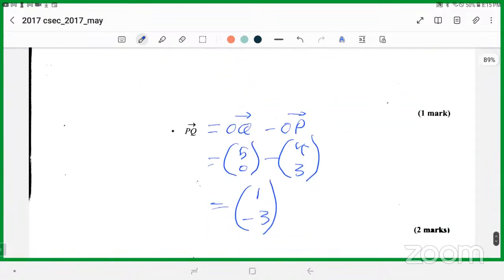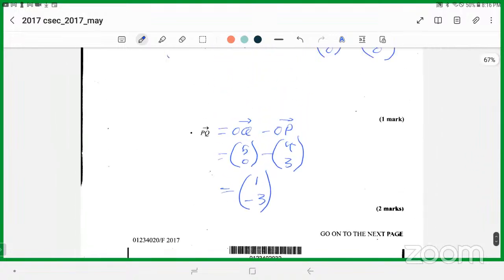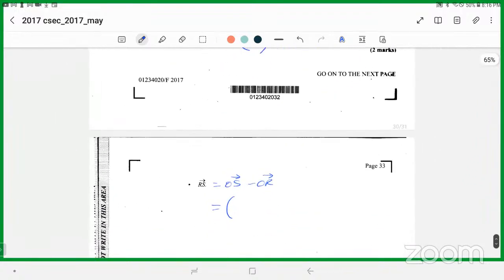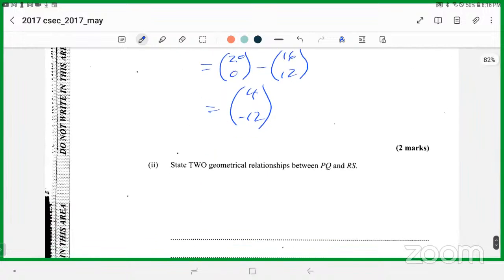Let's go now. So RS is OS minus OR. O times the last minus O times the first. S is the last, R is the first. What is OS again? 20, 0, isn't it? 20 minus this one was what? 16, 12, right? This works out to be 4, negative 12. Then the two vectors are parallel, aren't they?